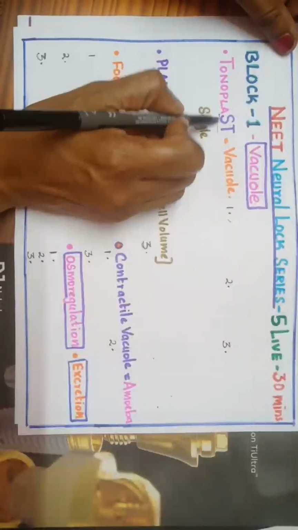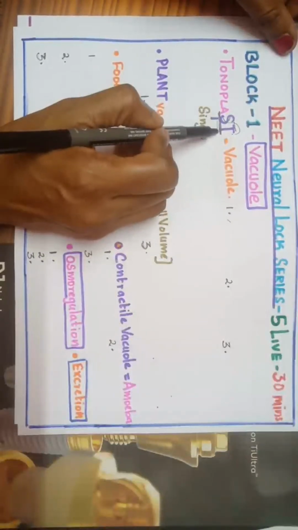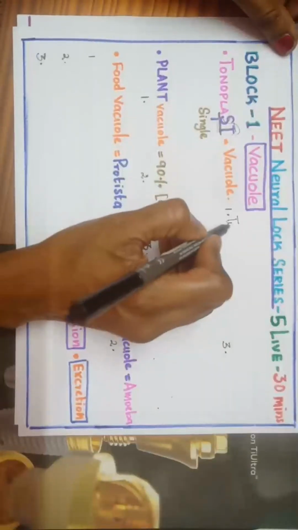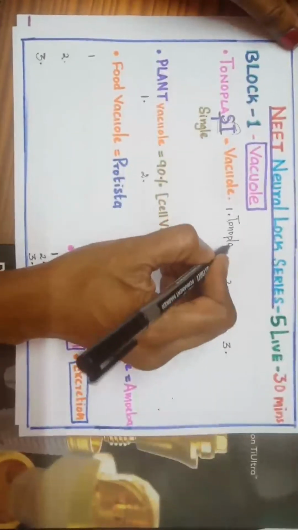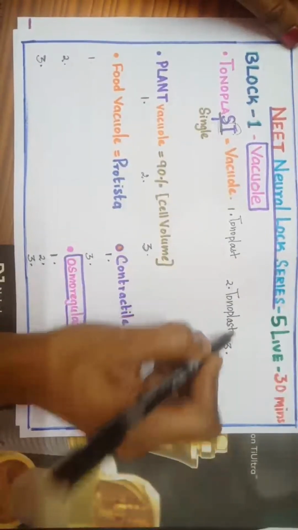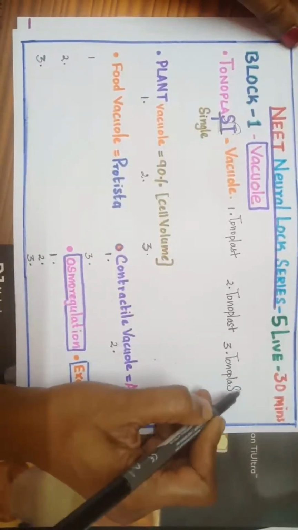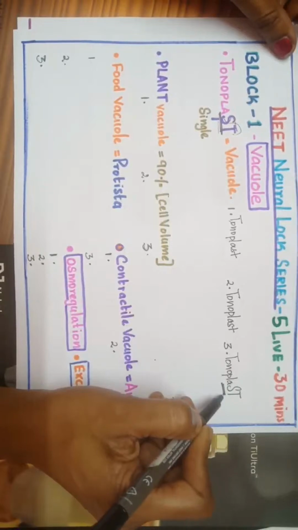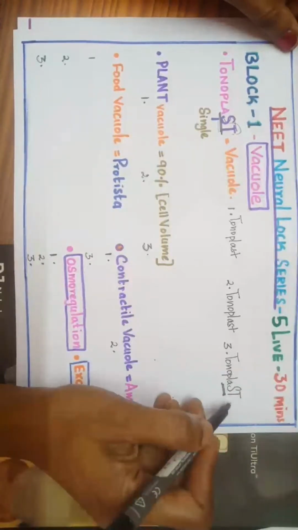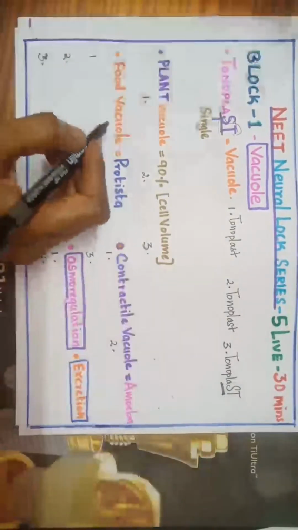When you are writing, practicing, highlight this ST, which means tonoplast, made up of a single membrane. This is an important MCQ. The single membrane which surrounds the vacuole is called the tonoplast. I'll practice writing like this itself, but don't write in your theory exam like this. It is just for you to remember for a while. After that, you will automatically remember.